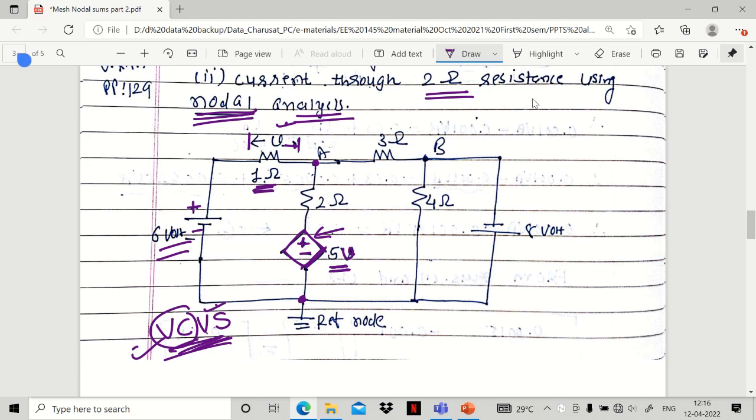Now between A and B 3 ohm resistance is connected, between B and reference 4 ohm resistance is connected, and between B and reference this negative positive 8 volt battery is connected.